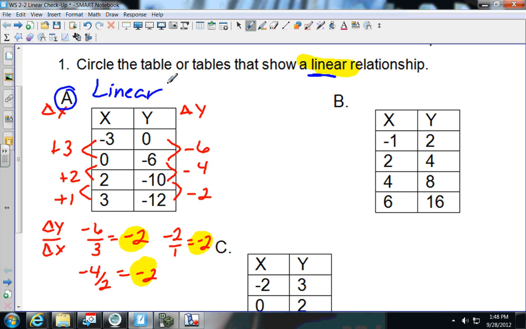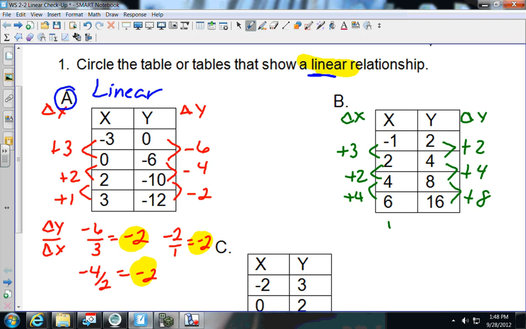But it says circle the table or tables, so we need to check these other ones. Delta y, the change in y right here, I'm going up, plus 2, plus 4, plus 8. Delta x, plus 3, plus 2, plus 4. Delta y over delta x, I have 2 over 3. That's as low as it goes. Then I have 4 divided by 2. That's 2. Okay, wait a minute.